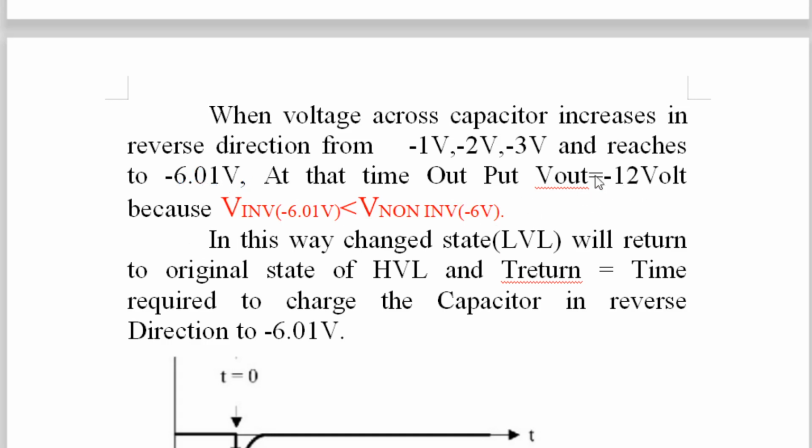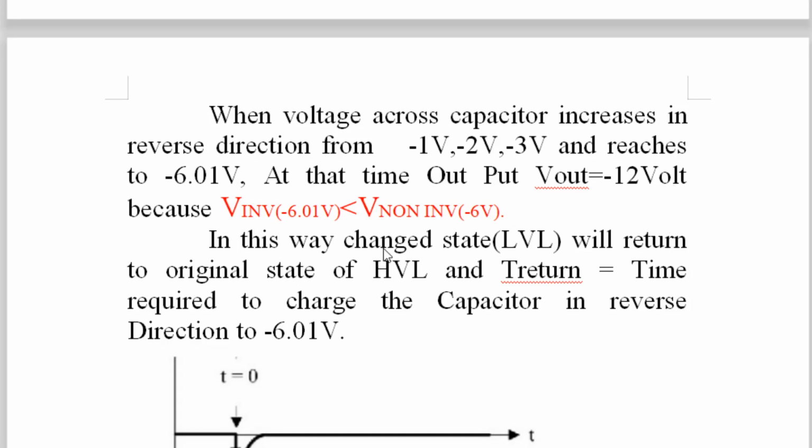And when the voltage across the capacitor becomes -6.01, at that time the output voltage Vout is equal to plus 12 volt. Here it should be plus 12 volt because V inverting, -6.01, is less than V non-inverting, -6 volt, or you can read it like this: V non-inverting is greater than V inverting. Now you compare -6.01 and -6 volt. -6 is positive, -6.01 is more negative, even though it is by 10 millivolt, but it is more negative. And the output is thrown to plus; here it is written minus by mistake. So please try to understand that.